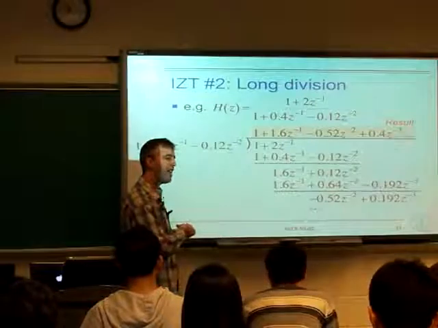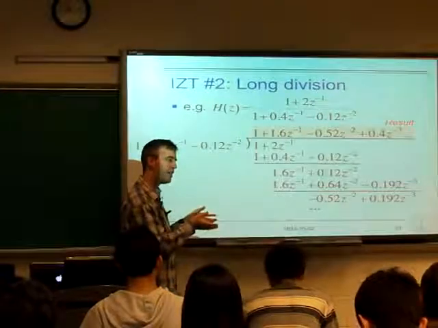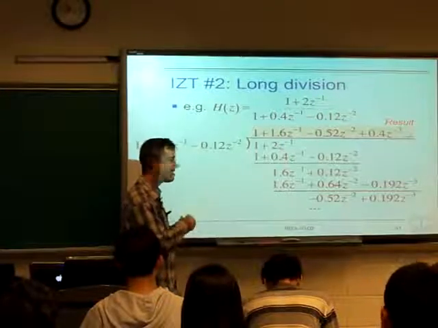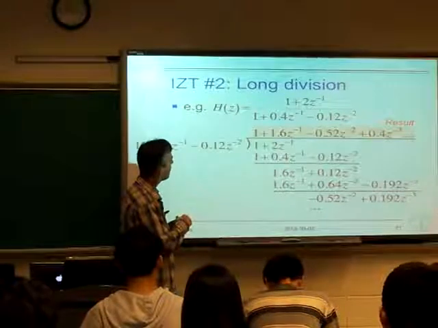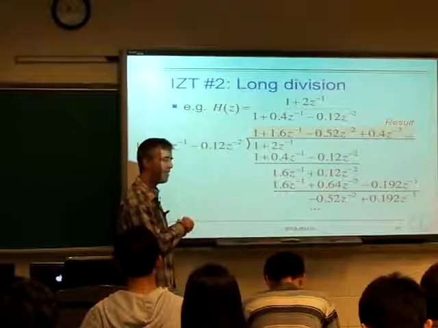If they told you that it had a region of convergence which was the intersection, so it meant that it was both left-sided and right-sided, then I don't think we'd be able to use this technique.